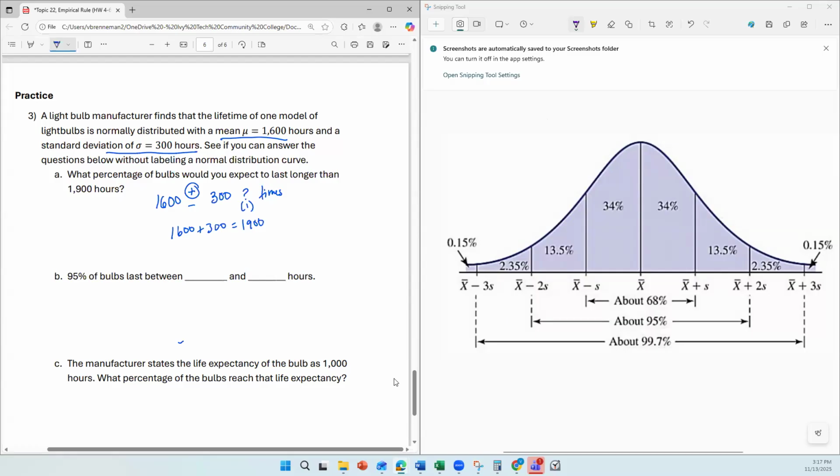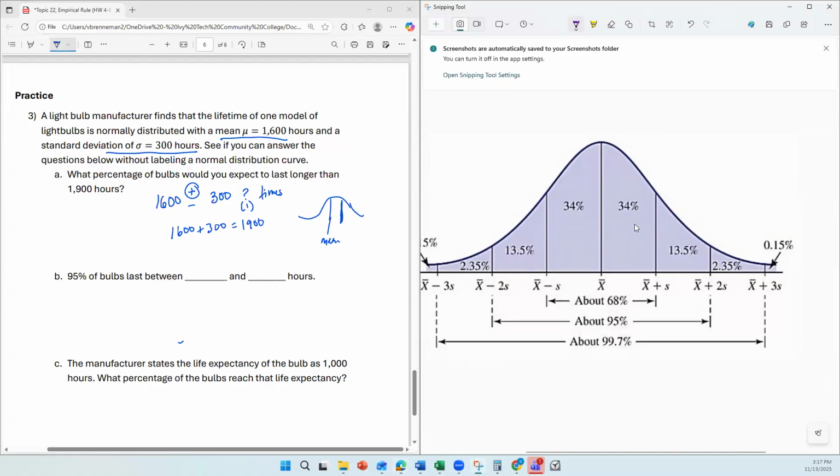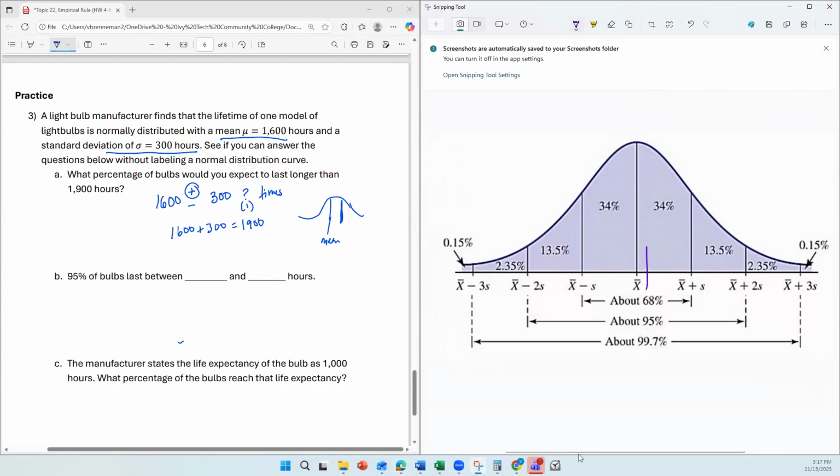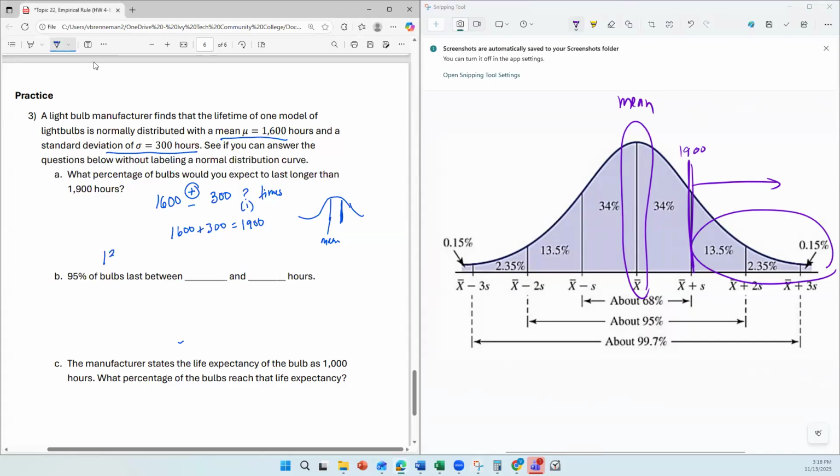So that means I'm on the curve, I'm at the 1, if this is the mean, I drew that poorly, this is the one that I'm at, the first one. So here, this is the mean, I'm here. Okay, so longer than that would be over here. So this is where the 1900 would fall. I didn't have to find all the labels. I just need to know where the 1900 is. Everything to the right of that is these groups. So 13.5 plus 2.35 plus 0.15 is 16%.